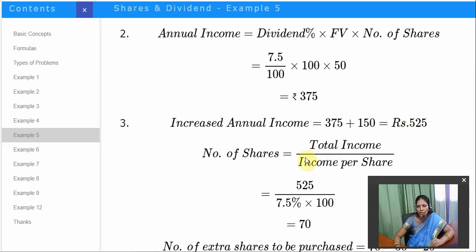Number of shares is equal to total income by income per share. The total income is 525, so you substitute here. And income per share is what? Dividend per share, that is 7.5% on the face value. When you calculate this, you get 70. So after increasing his annual income, the number of shares is now 70. Earlier the number of shares was 50 and now it is 70.